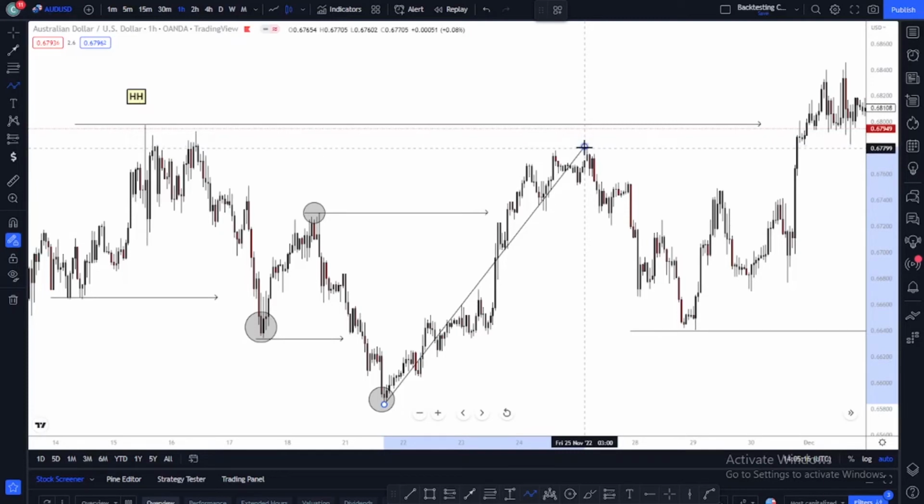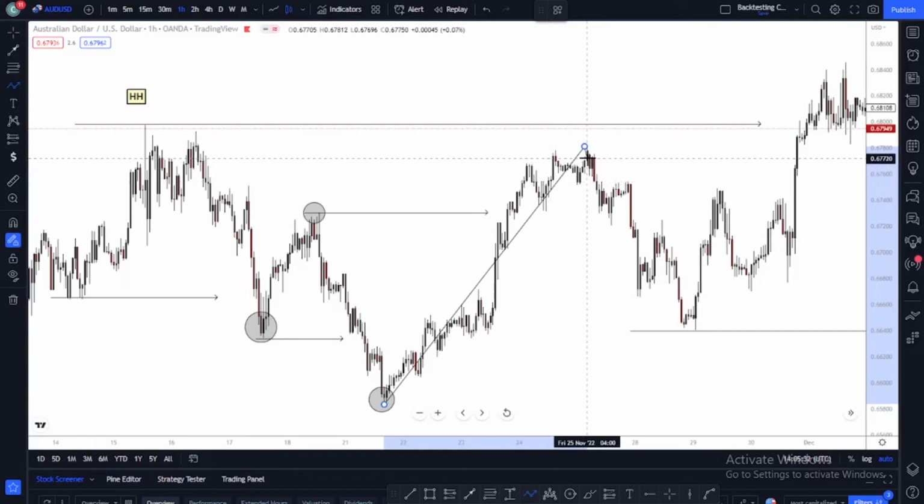Price broke structure and created a new higher high. How do I know price has broken structure? Because price closed above our previous lower high. So price has broken structure, and now we are looking for buys.